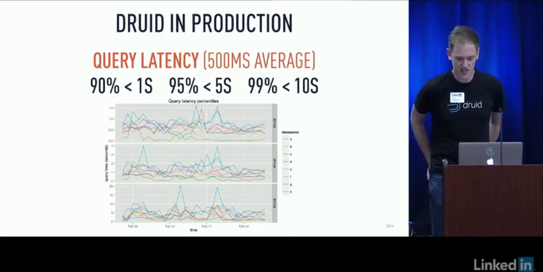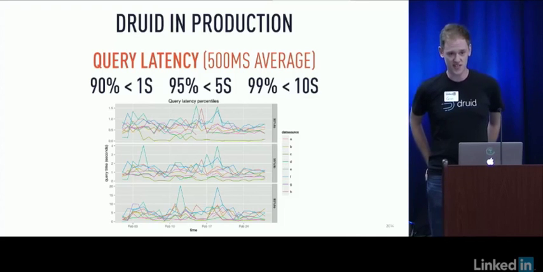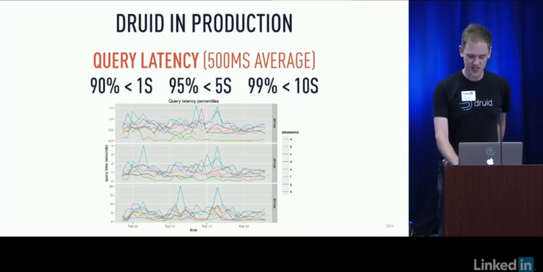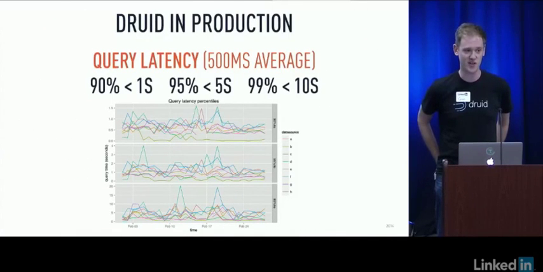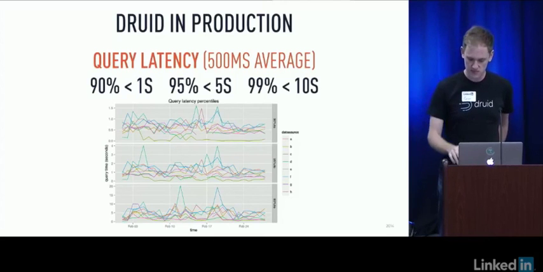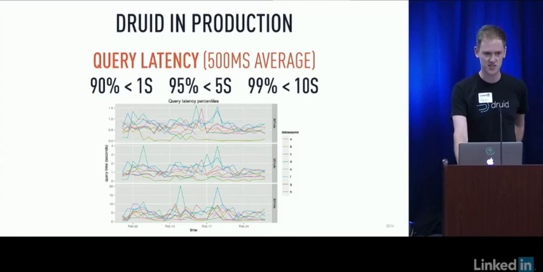So we tune things to get 90% of our queries done in less than a second, 95% done in less than 5 seconds, and 99% done in less than 10 seconds. And this is on a cluster that has about half a petabyte of compressed data in it. It's on about a few thousand cores in AWS.